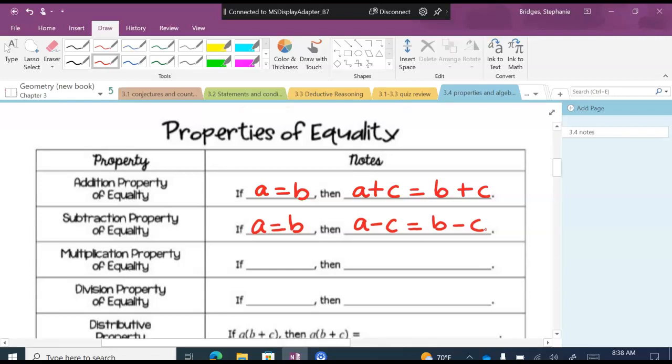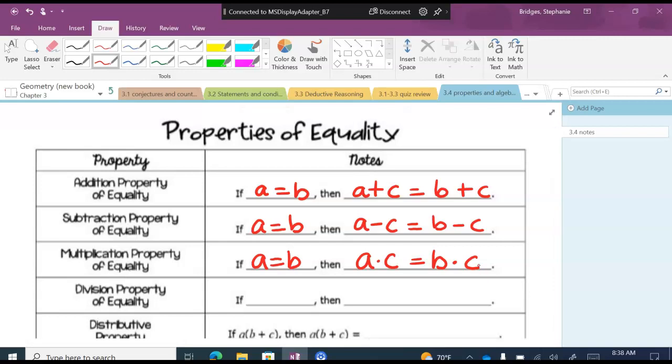Multiplication property of equality, just like when you're solving equations. You know how sometimes you add things to both sides of the equation, sometimes you subtract, sometimes you multiply, sometimes you divide. That's what these properties are doing. So the multiplication property of equality says if I have some number A equal to some number B, then A times C should equal B times C. So far, so good?